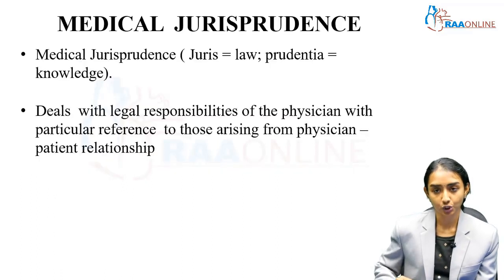What is medical jurisprudence? It comes from the Latin terms juris, which means law, and prudentia, which means knowledge. It deals with the legal responsibilities of the physician, with particular reference to those arising from the physician-patient relationship, which means when a doctor is treating or examining a patient, whatever he does with the patient, the legal responsibilities of the doctor when he deals with the patient is called medical jurisprudence.